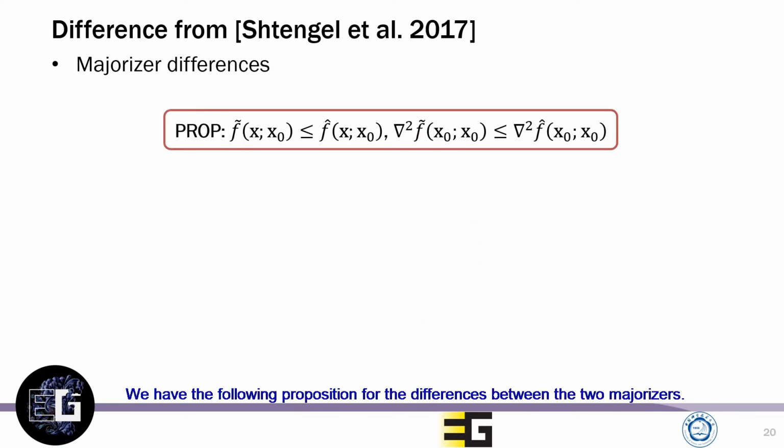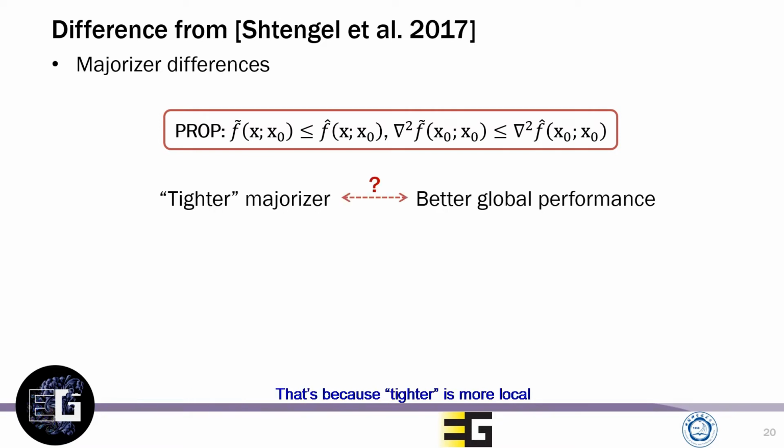We have the following proposition for the differences between the two modulators. Although this proposition shows our modulator is greater than that of Sheldon et al.'s, we think a tighter modulator cannot guarantee better global performance in theory. That's because tighter is more local and tends to be more effective when near the global optimum, but it may lead to insufficient decrease when far away from the global optimum.